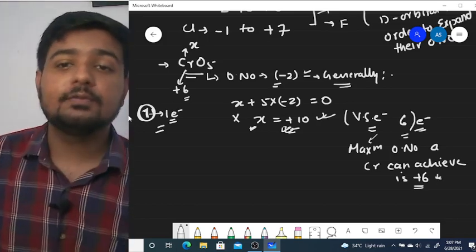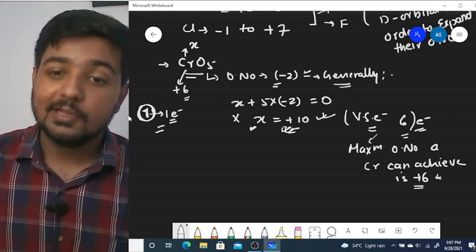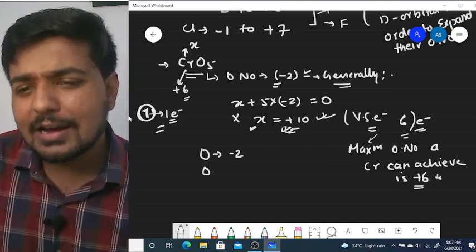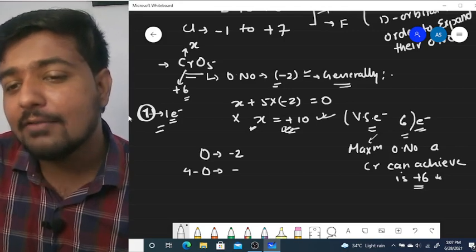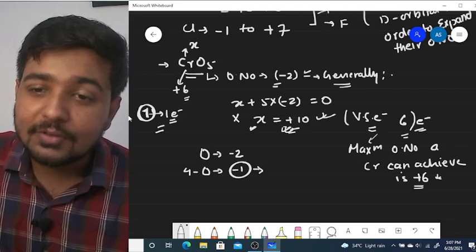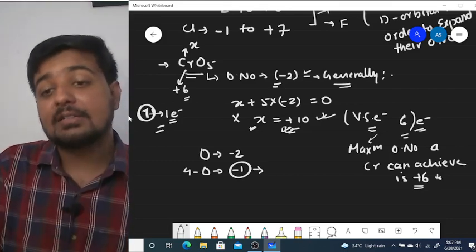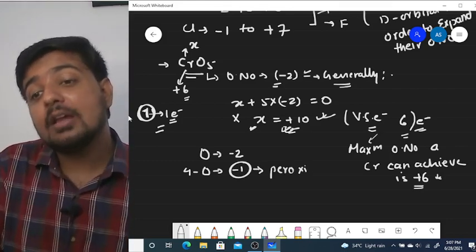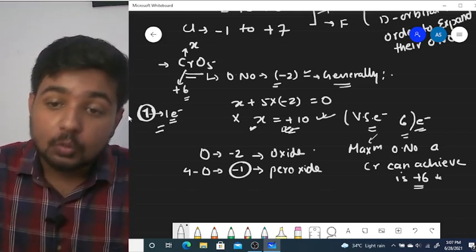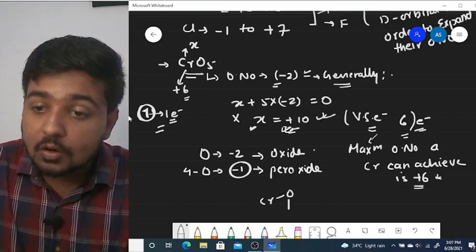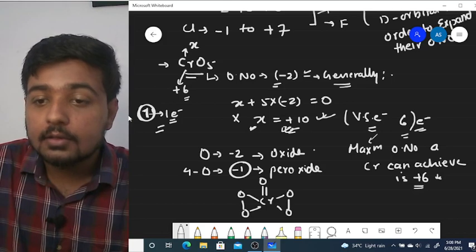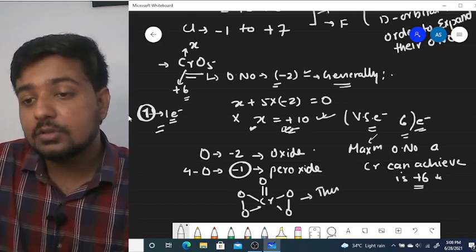How can it achieve that? If one oxygen has a minus 2 oxidation number and the other 4 oxygens have minus 1 oxidation number, meaning 4 oxygens participate as peroxide and 1 oxygen atom participates as oxide, this leads to the formation of this butterfly type structure.